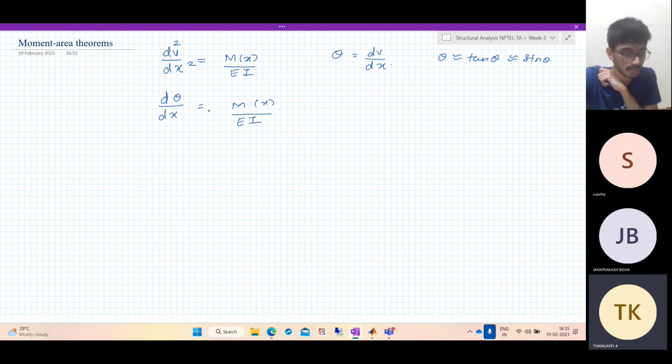Now let us integrate this equation between 2 points A and B. If you have an elastic curve, you have a point A and a point B, and you're integrating this governing equation between these 2 points. At point A you have a tangent at an angle theta A, and at point B you have a tangent at an angle theta B.